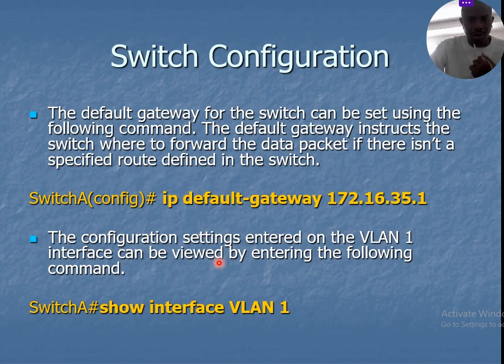Now let's go to configuration. Still on configuration, let's look at when you configure the default gateway. The default gateway for the switch can be set using this command. The default gateway instructs the switch where to forward the data packet if there isn't any specific route that the data packet is meant for. If there is no specific route defined in the switch for the data packet, the default gateway is where such a packet will go.